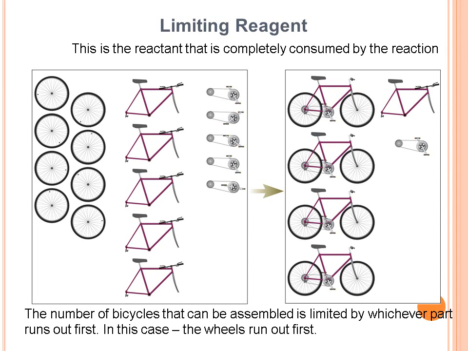For instance, if you wanted to make a bike, you'd need to have wheels, a chain and a frame. In this particular example, the number of bikes we can build here is only 4 because we're limited by the number of wheels that we've got. 8 wheels means that we can only have 4 bikes, even though we've got 5 frames and 5 chains. So in this case, our excess is 1 chain and 1 frame, but we'll have 4 completed bikes.